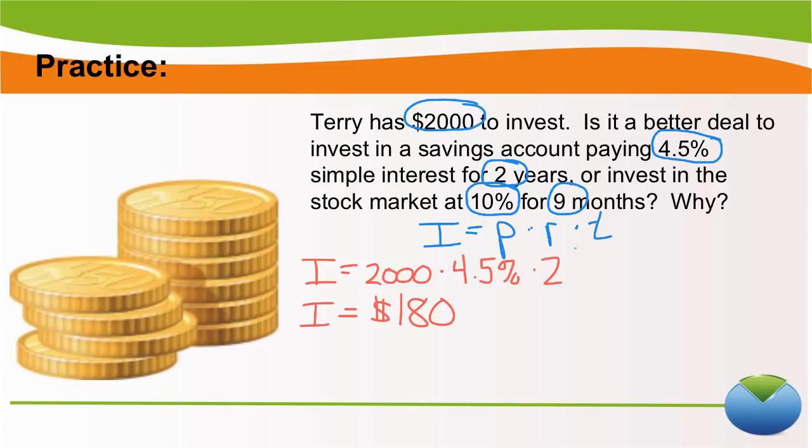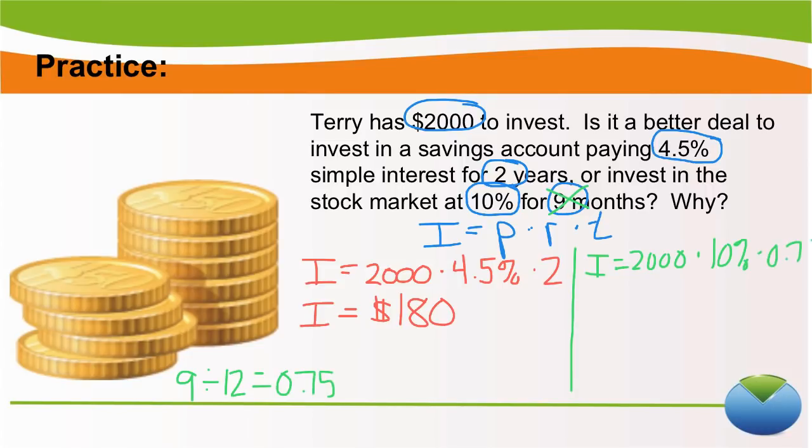So let's look at how he would do with the stock market. So he still has $2,000 he's going to invest times 10%, but I cannot use that 9. Over here in the corner, I'm going to take 9 months divided by 12 months to figure out my years. I have to use 0.75. Cannot use the 9.